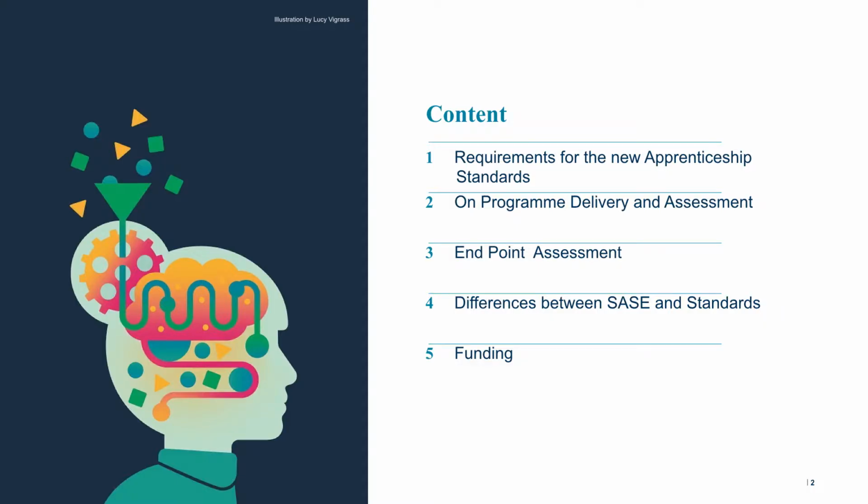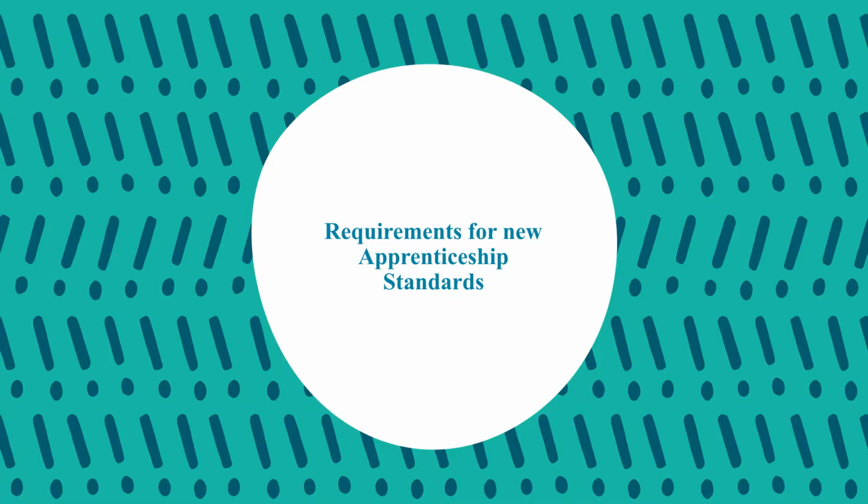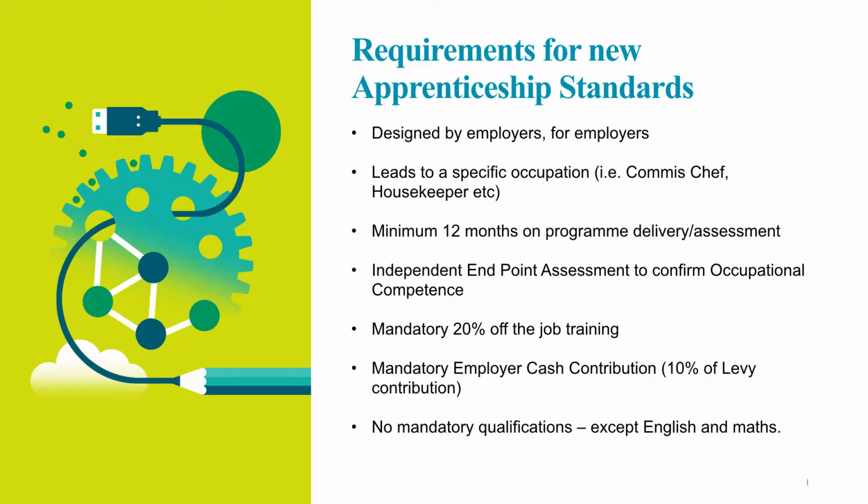We're going to look at the requirements for the new standards, so give you a brief overview of what's changed and why. Looking at the on-programme delivery and assessment requirements, again looking at endpoint assessment, and it's a brief overview. The differences between SACE and new standards, because there are also some similarities, and also a brief overview of funding. Moving on to the requirements for the new apprenticeship standards.